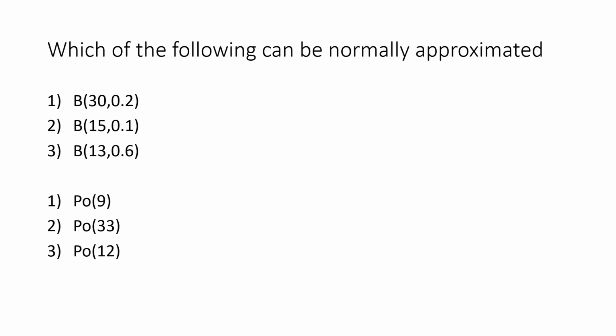Now let's figure out if we can normally approximate the following distributions. We have binomial 30 and 0.2. We have three criteria this distribution has to meet. n is greater than 20, which it is, and np is greater than or equal to 5. So 30 times 0.2 is 6, which is greater than or equal to 5, so that's good. And nq is 24, which is also greater than or equal to 5, so it can be normally approximated.